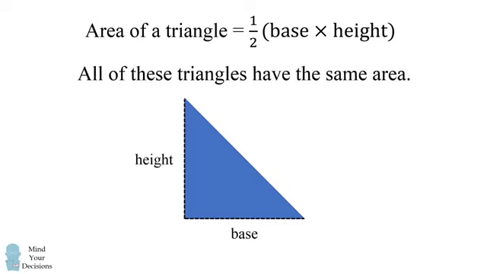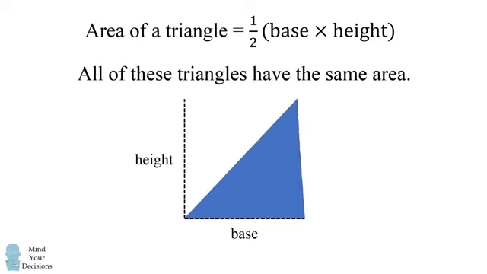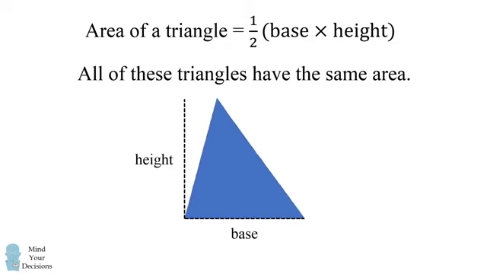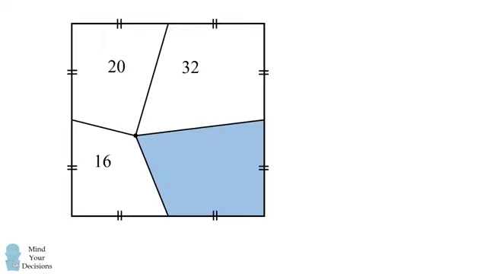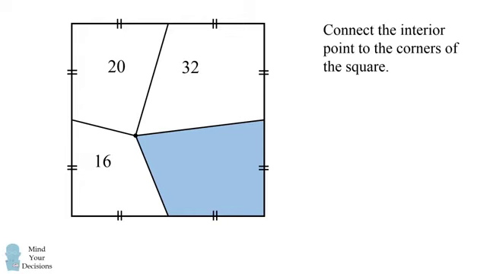So all of the following triangles actually have the same area because they have the same dimensions for the base and the height. So how can we use this principle to solve the problem? We'll go back to our diagram. Now, connect the interior point to the 4 corners of the square. This is going to divide the square into 8 different regions.